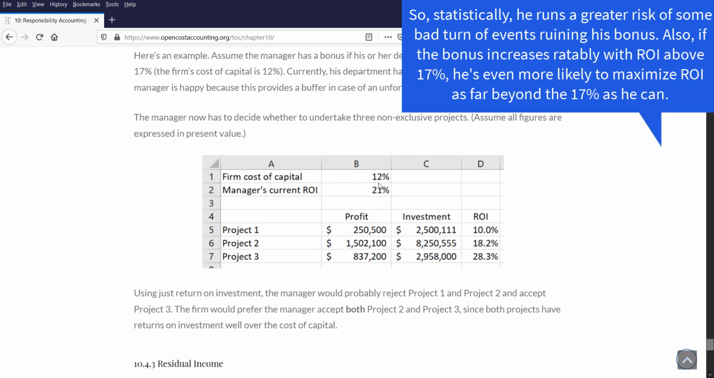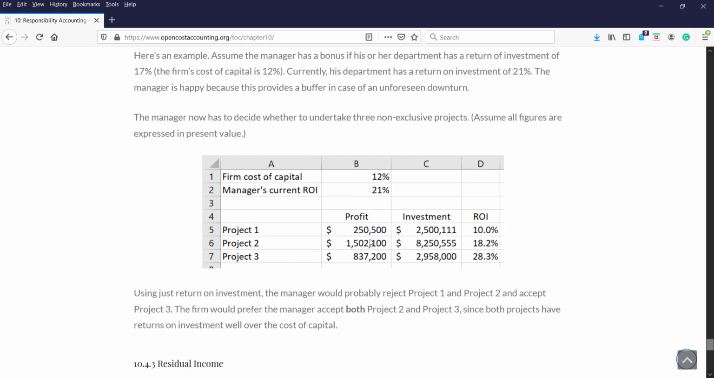Whereas the firm says it's above 12%. We're making good money on this. We're making $1.5 million, and it's an 18% ROI here. That's good money. That $1.5 million is good money for our investment of $8.25 million. So the firm would prefer the manager say yes to it if the firm were making the decision.